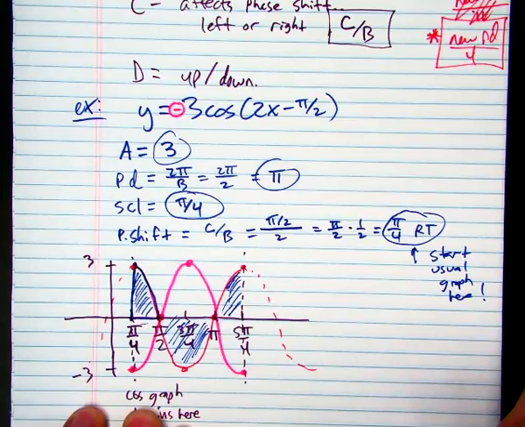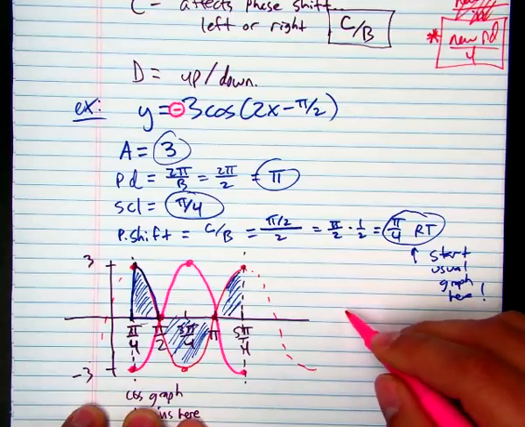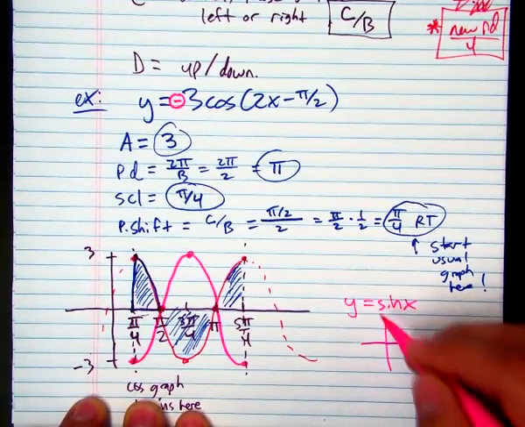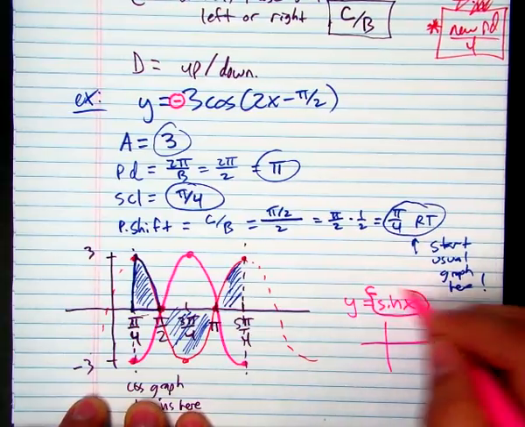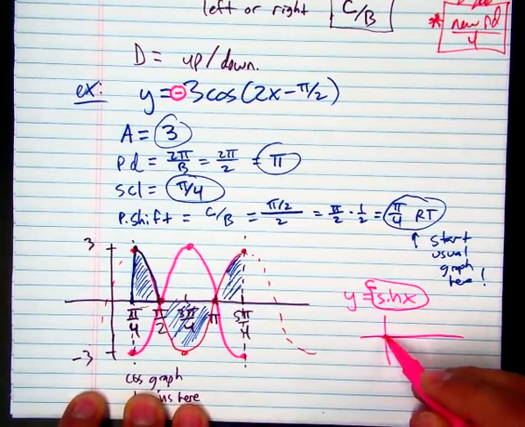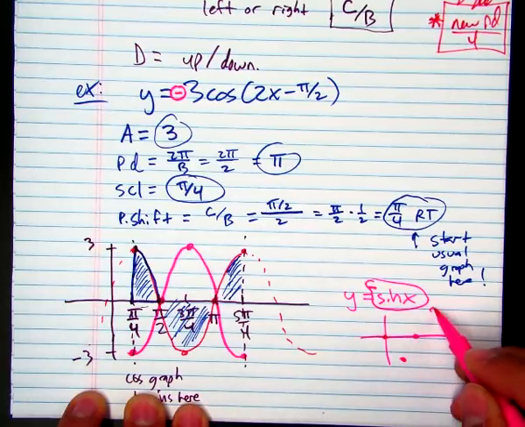Okay. What if it was a sine graph? That way I don't have to do another one of those. But I put a negative in front of the sine graph. It would start where? Start at 0, but instead of going up, it'll go down first. So it's like a reverse wave. Does that make sense?